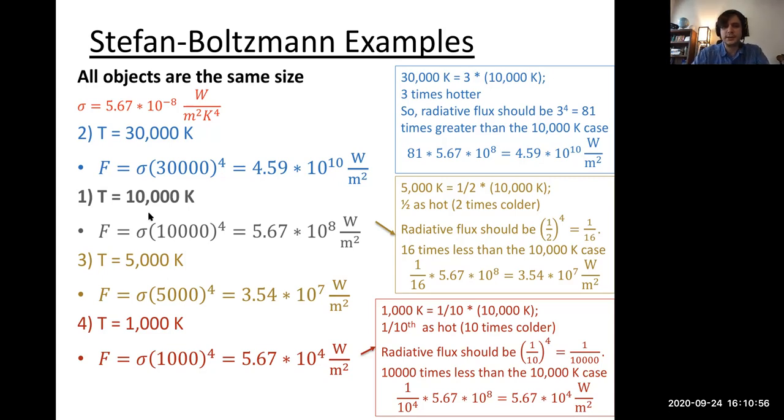The 10,000 Kelvin case. So let's just take 1/10,000, 1 over 10 to the 4th, times this number, 5.67 times 10 to the 8th. And that gives me 5.67 times 10 to the 4th. This should be the same number as I have here. Oh, same numbers, they match again.